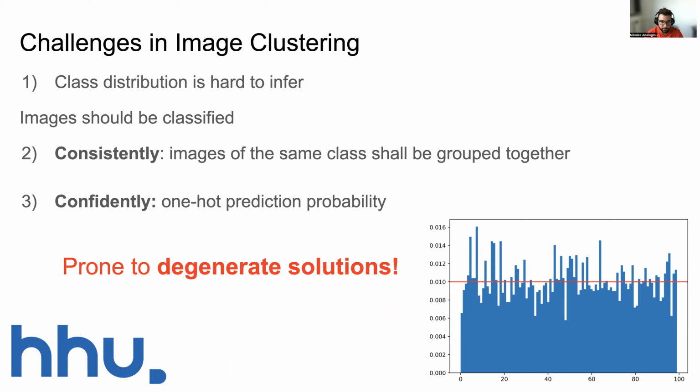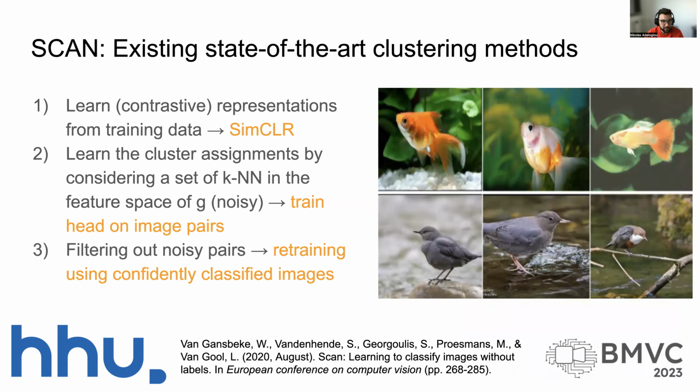That's why methods are typically prone to degenerative solutions, where all samples tend to be assigned to the same single cluster. Existing state-of-the-art clustering methods employ a multi-stage approach, where in the first stage, contrastive learning is employed, while in the second stage, we use the feature space of the learned network to mine the k nearest neighbors to create pairs, possibly positive pairs that share the same label. Even though we know that these pairs are noisy, they try to account for the noisy pairs in the later stage.